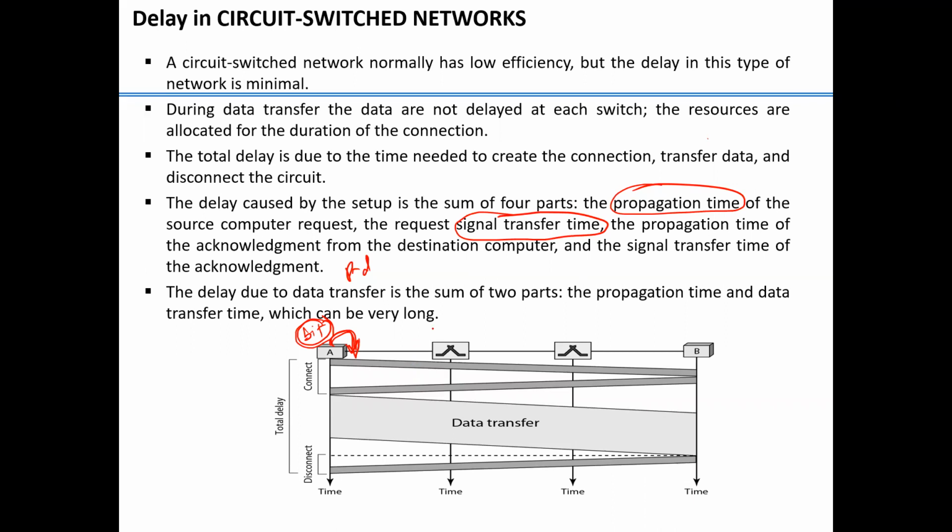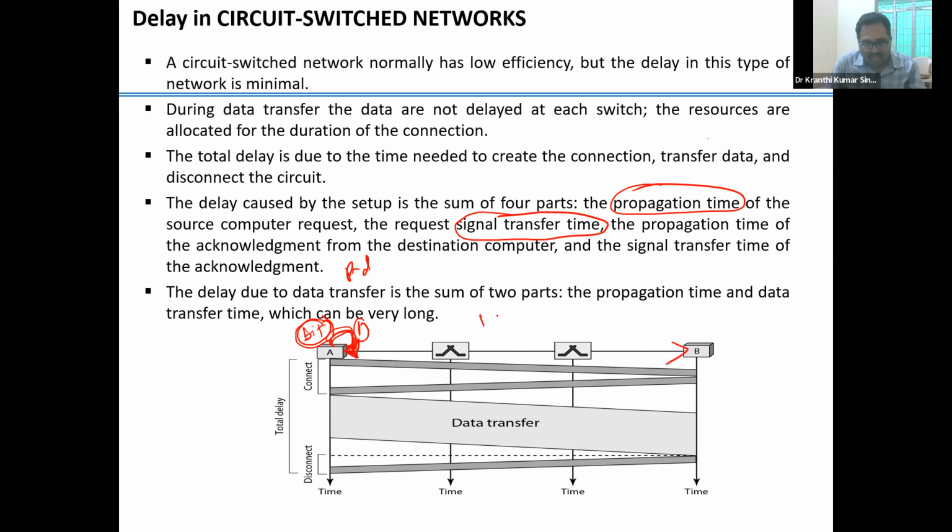Now, once I place this particular bit on this particular edge, I place one bit. The time required to transmit this one bit from this end to this end is called transmission time. I mean to say signal transmission, what we call here signal transfer time. Signal transfer time. Do you understand this?